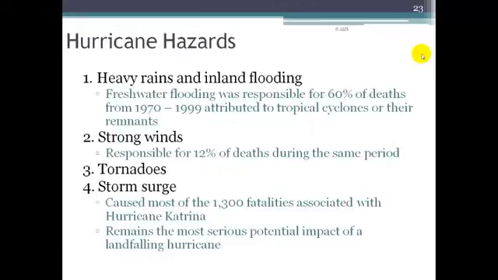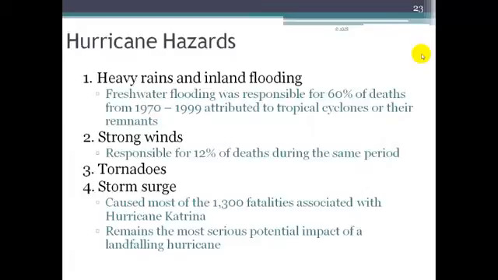We have strong winds associated with hurricanes. These are responsible for 12% of the deaths from the same period of time, and that period of time is from 1970 to 1999. So you see above 60% of the deaths are due to flooding, 12% from strong winds. And then we also have tornadoes that can spawn from hurricanes, so that presents a whole other hazard.